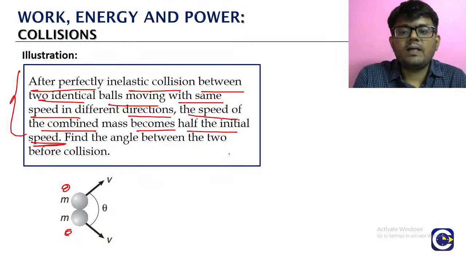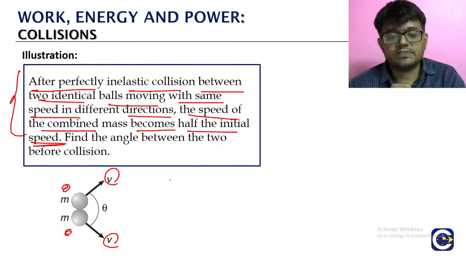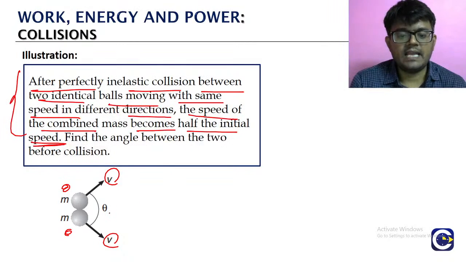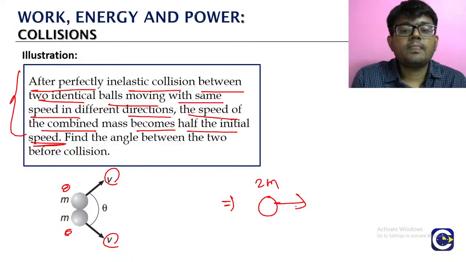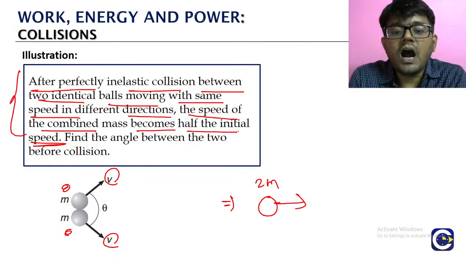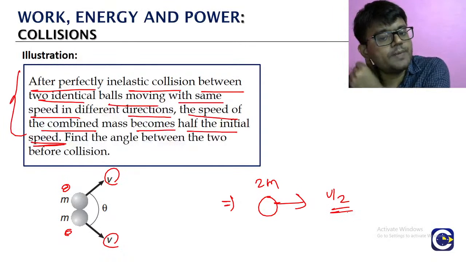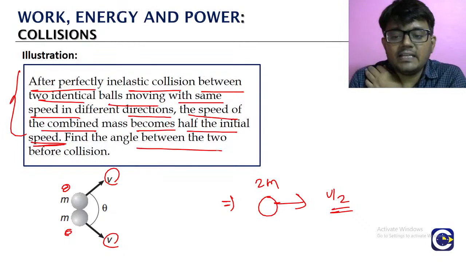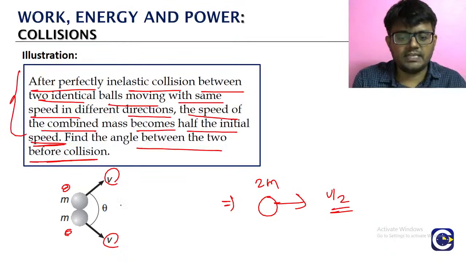They are moving with the same speed, let us say the value v, in different directions. Different directions means there is some angle between them, so let us take the angle as theta. After the collision, the combined mass is moving with half the initial speed, which means V by 2. Find the angle between the two objects before the collision. So we need to calculate theta.